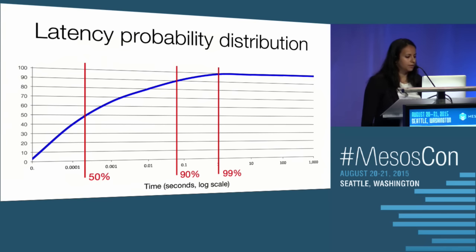We've gotten up closer to a second. So that means that 1% of requests are taking more than a second. Does that matter? That's a really good question. And then we take a look at the maximum. In this particular graph that I've drawn, it's 1,000 seconds. So the maximum request, the highest latency request in your system, is taking 1,000 seconds. Maybe that doesn't matter, but maybe it really, really does.